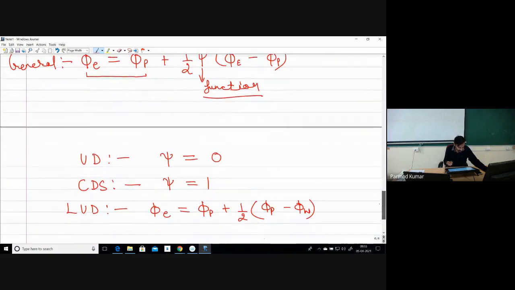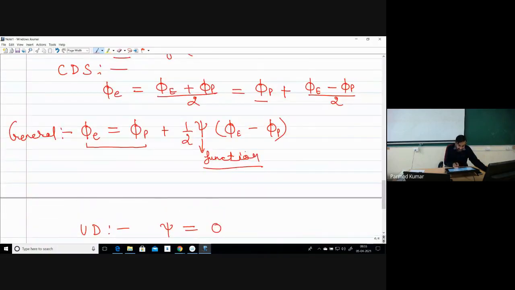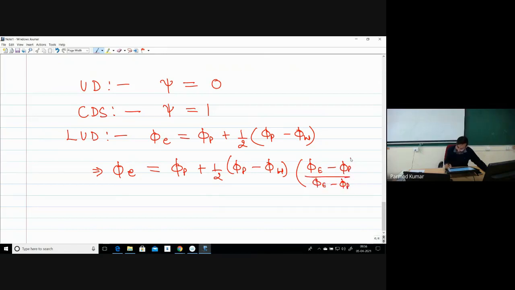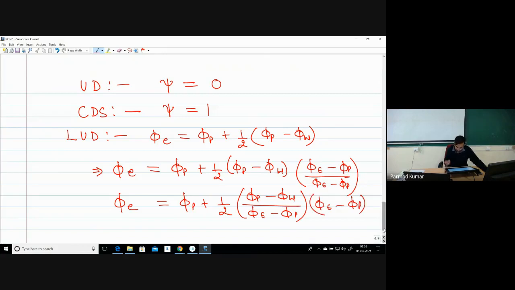Now, if I have to equate this expression to the generic equation which I have considered here, I can multiply with phi E minus phi P and divide by phi E minus phi P. So for the LUD scheme, we will write phi P plus half of phi P minus phi W times phi E minus phi P divided by phi E minus phi P. This results in phi E equal to phi P plus 1 by 2 times phi P minus phi W divided by phi E minus phi P times phi E minus phi P. Now can you tell me what is the coefficient psi here?